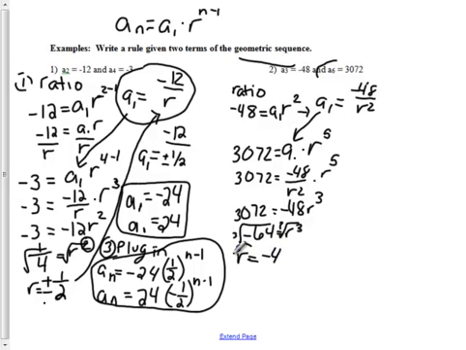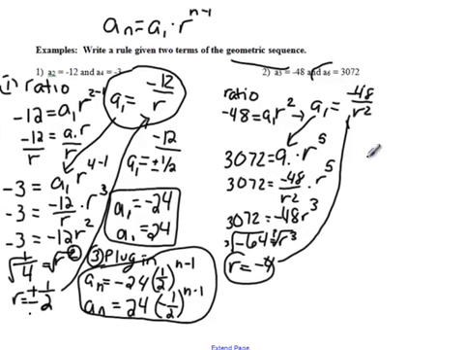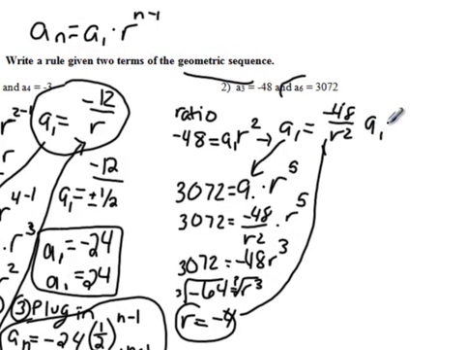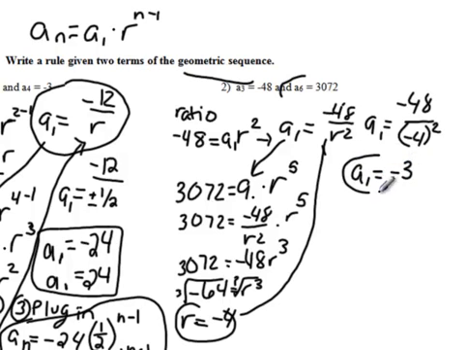So now we have our r. Let's plug it back in. So we have a1 equals negative 48 over negative 4 squared. But what happens when the negative 4 is squared? Well, it becomes positive. So we do negative 48 divided by 16. So our a1 equals negative 3. That is why it is still negative.